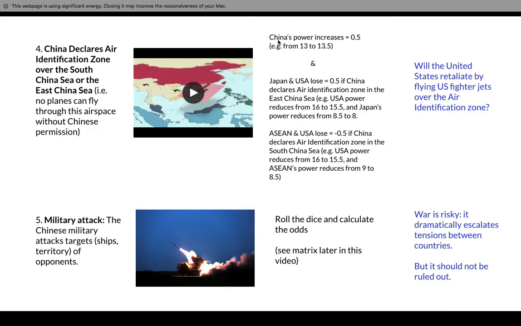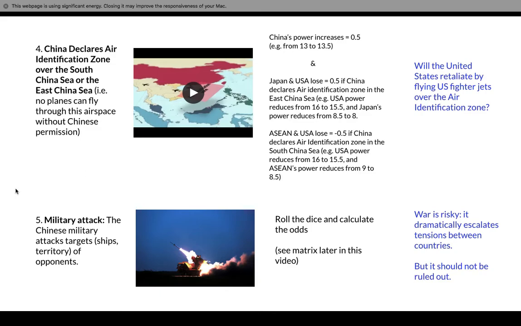And if China does this, China's power increases by 0.5, so from 13 to 13.5. If it's done over the East China Sea, Japan and USA both lose 0.5. If it's done over the South China Sea, ASEAN and the US both lose 0.5. And you can see an example of that here.